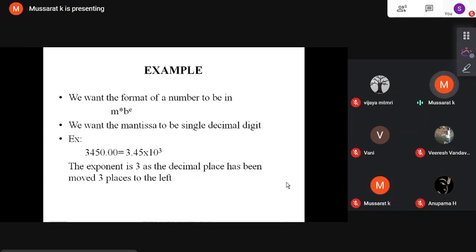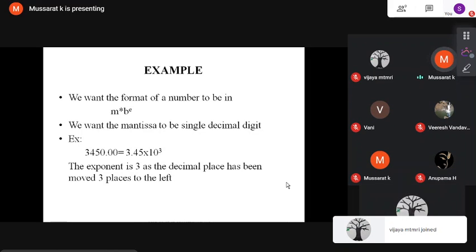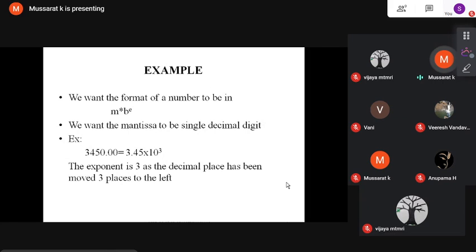So, for example, take 3450, which here is 3.45. We shifted the point left by 3 digits, so we multiply by 10 to the power of 3. Here 3 is the exponent, 10 is the base, and 3.45 is the mantissa.